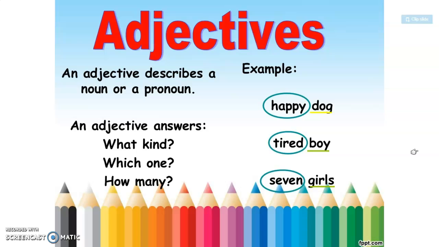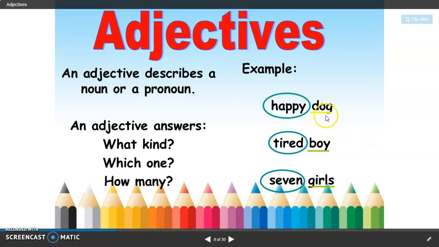So an adjective describes a noun or pronoun. We have examples: happy dog, tired boy, 7 girls. So you find the noun, and then you find the adjective. Most of the time, the adjective is going to come in front of the noun. An adjective answers: what kind, which one, how many.